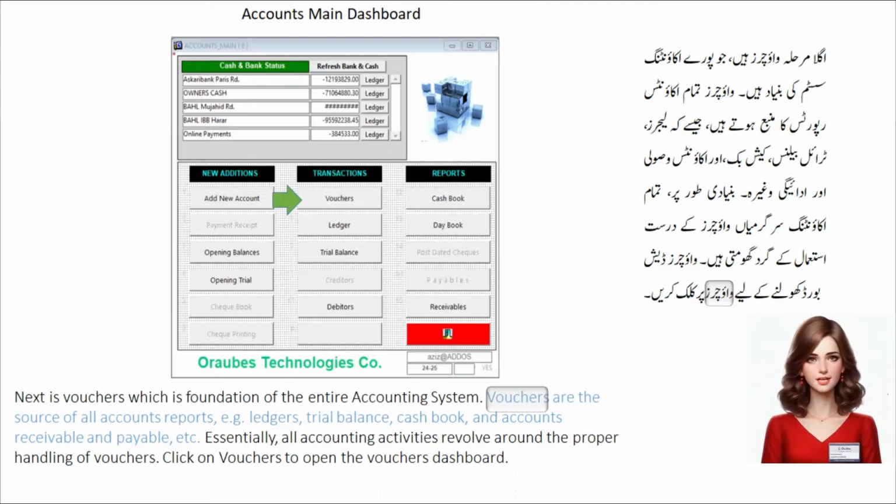Next is Vouchers, which is the foundation of the entire accounting system. Vouchers are the source of all accounts reports, for example, ledgers, trial balance, cash book, and accounts receivable and payable, etc. Essentially, all accounting activities revolve around the proper handling of vouchers. Click on Vouchers to open the Vouchers dashboard.